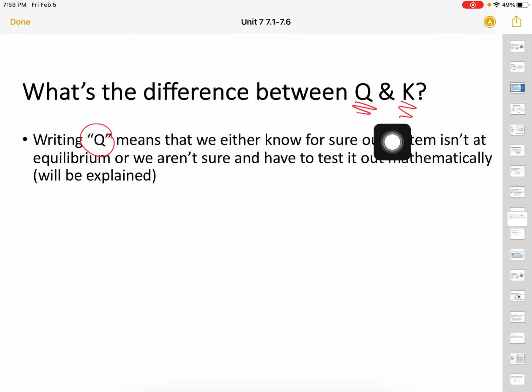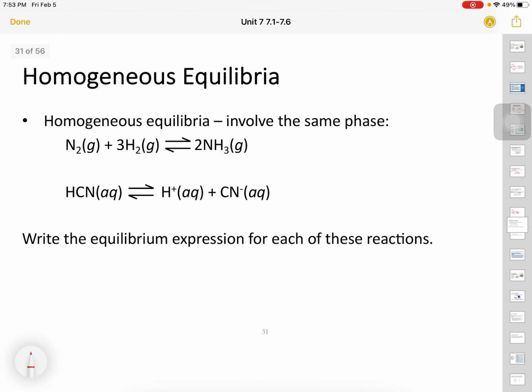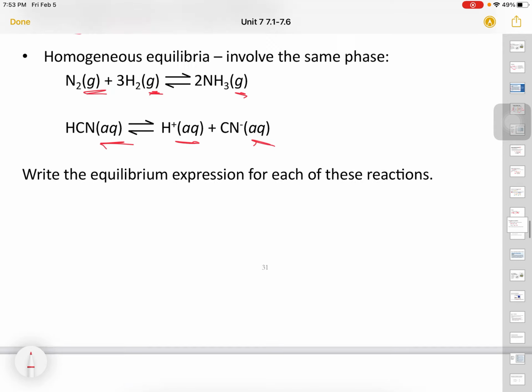But if you're given a reaction with some values and they don't tell you if it's at equilibrium or not, you have to write Q, not K. I know it's nitpicky. Last couple things here in this little section. If you're dealing with a homogeneous equilibrium, that means that everything in the system is in the same phase. I'm not going to go over writing those, but that's it.